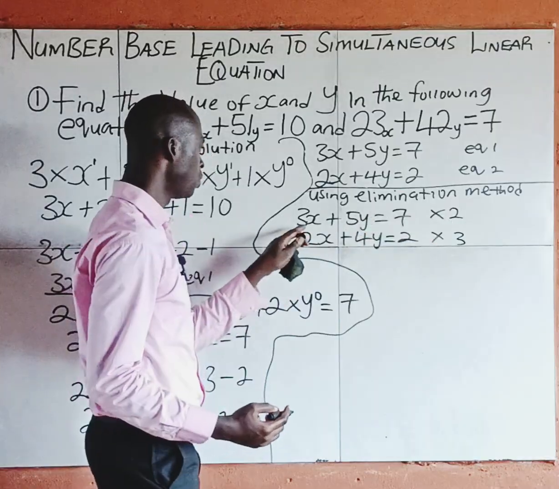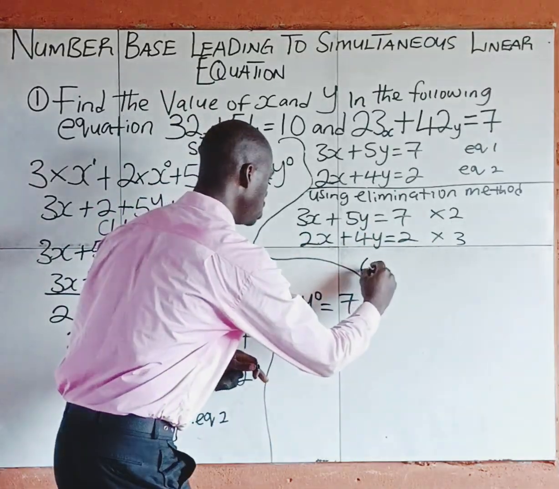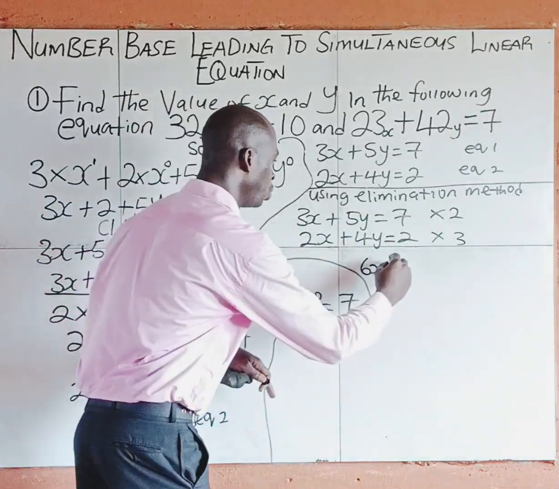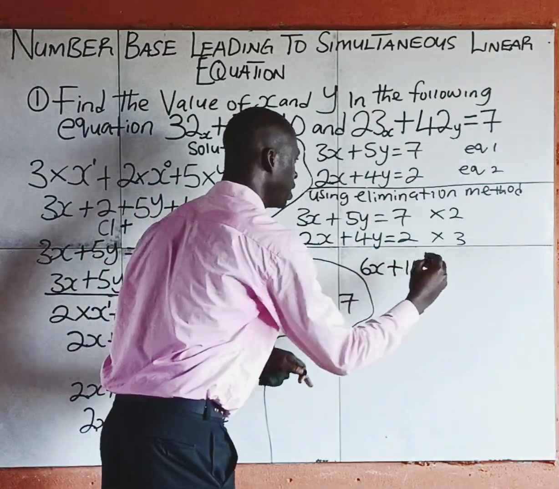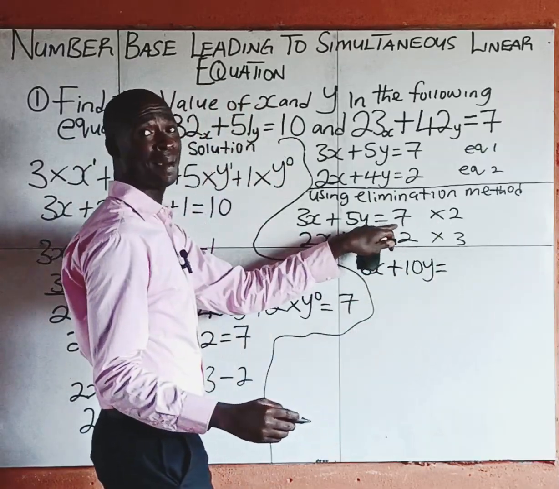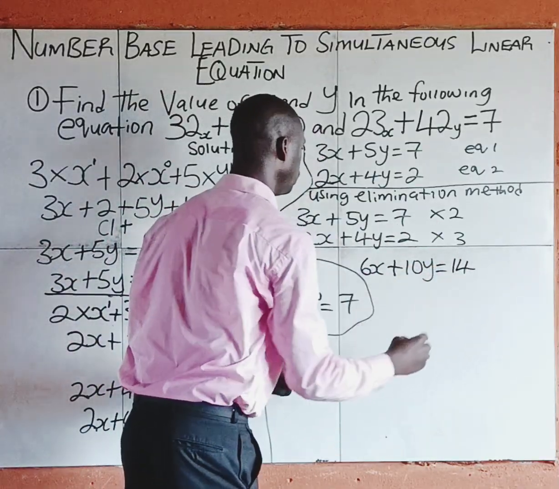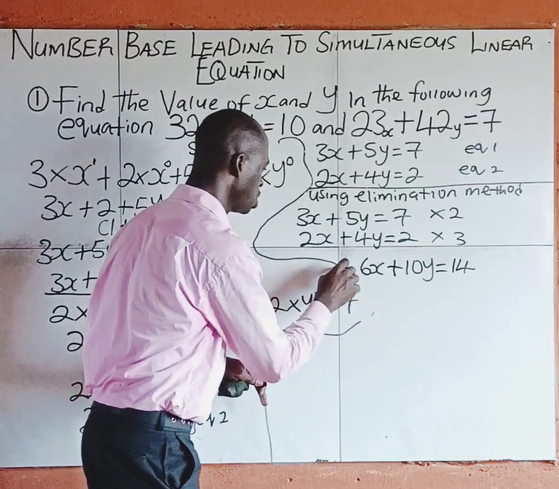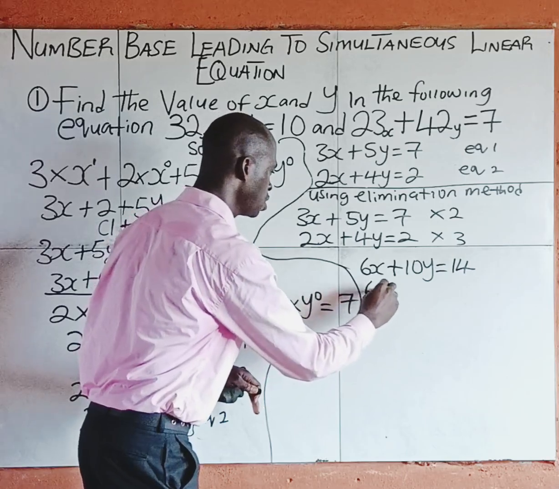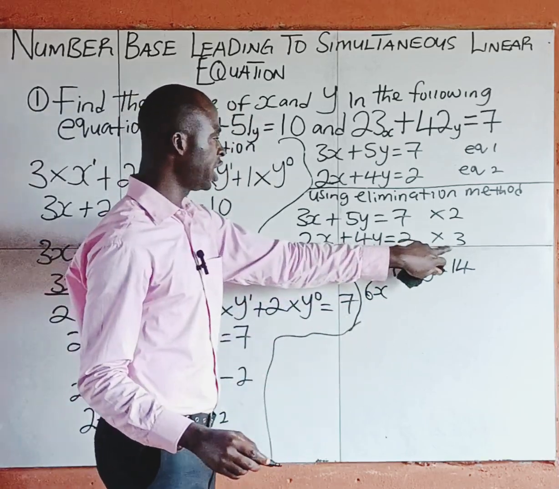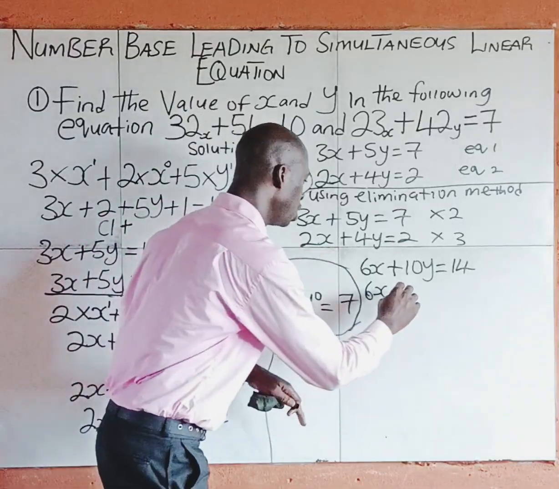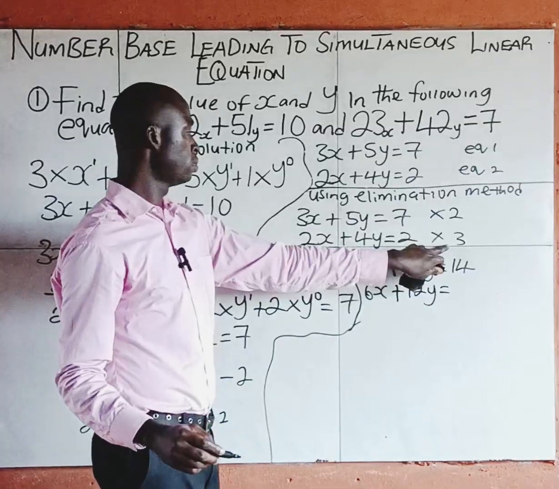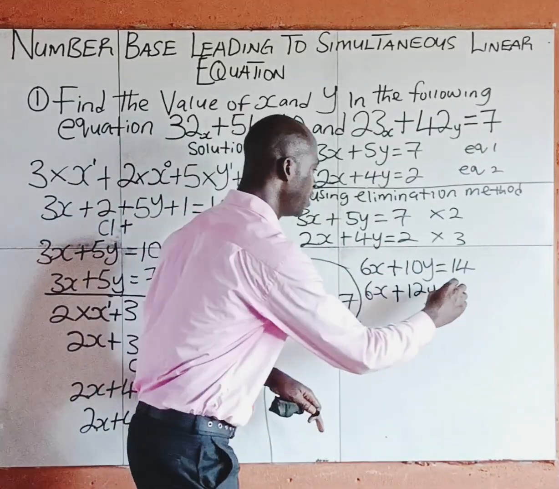Now 2 multiplied by 3x will give us 6x. 2 multiplied by plus 5y will give us plus 10y. 2 multiplied by 7 will give us 14. 3 multiplied by 2x will give us 6x. 3 multiplied by plus 4y will give us plus 12y equal to 3 multiplied by 2 will give us 6.